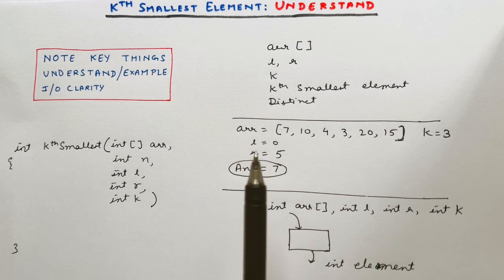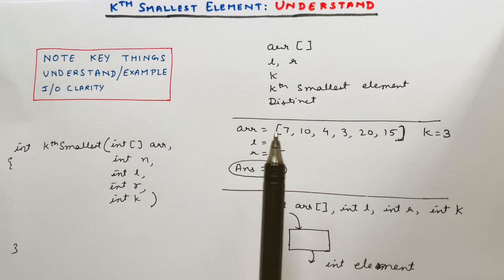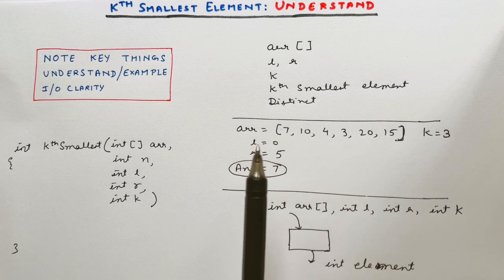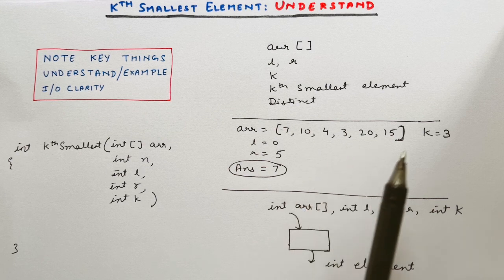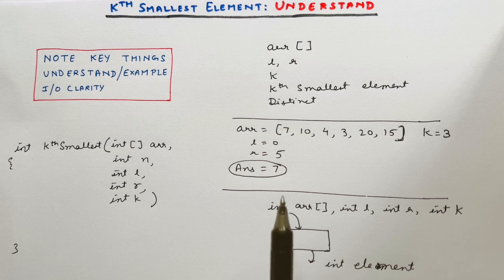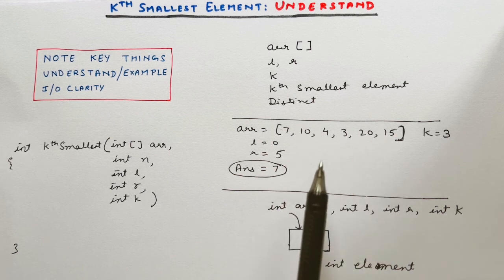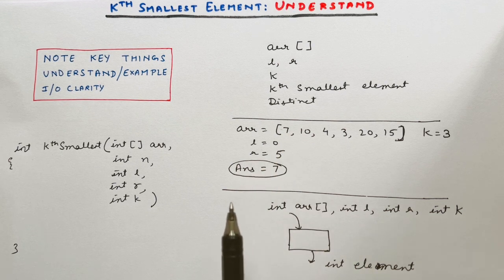So let us understand this with an example. Let's say this array is given to us and the range is from 0 to 5, that means the complete array, and we are asked the third smallest element. So which will be the smallest element in this array? 3. But bigger than that 4, and bigger than that is 7.